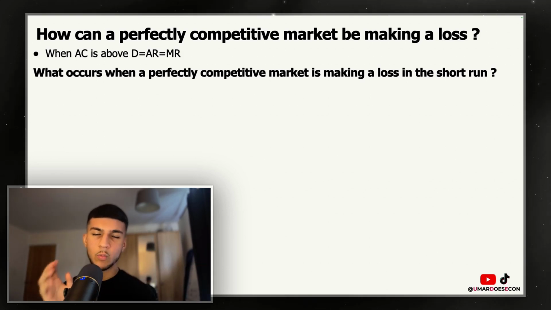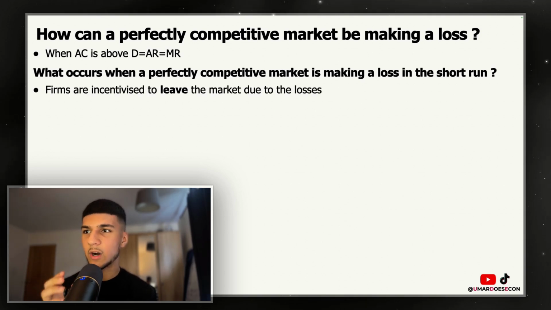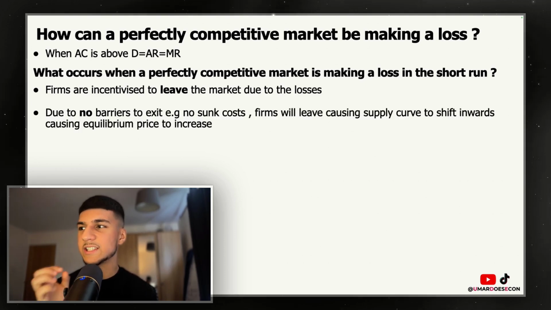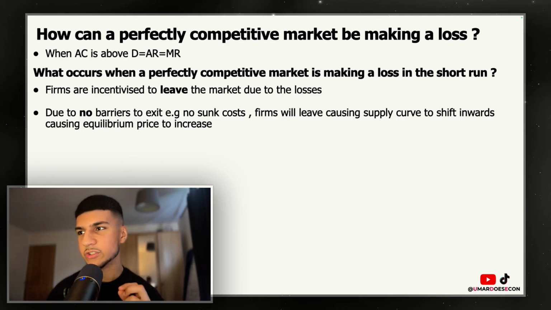Now, firstly, when firms are making losses, how does it affect the individual firms? It means they are incentivized to leave the market due to the losses. And just like before, the next step in your chain of analysis needs to be linking back to your content knowledge on the characteristics of perfectly competitive markets. So the next thing you need to say is this is due to no barriers to exit, e.g. no sunk costs. Firms will leave, causing the supply curve to shift inwards, causing equilibrium price to increase.